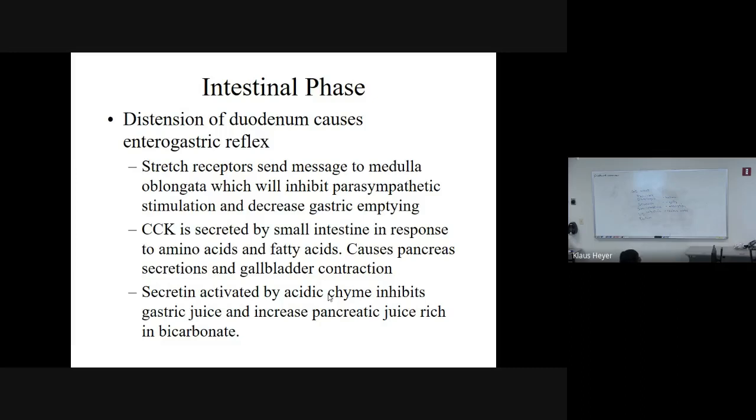And CCK, the word cholecysto means gallbladder. Like I think they call it a cholecystectomy or something like that. You get your gallbladder taken out. So anyway, the secretin is activated by the low pH.